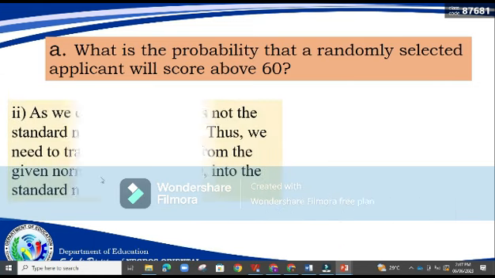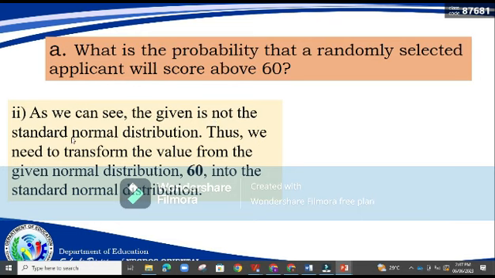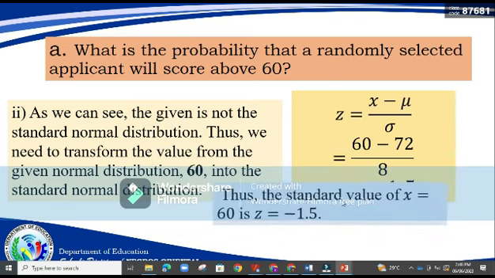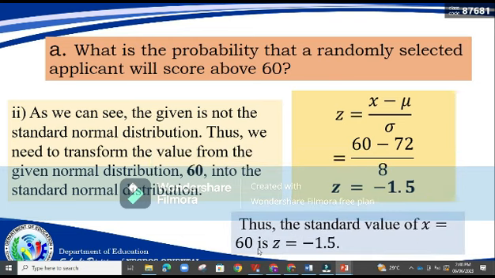After sketching, as we can see, the given is not the standard normal distribution. Thus, we need to transform the value from the given normal distribution, 60, into the standard normal distribution. So we have z is equal to x minus mean over standard deviation, 60 minus 72, because 72 is our mean, and our standard deviation is 8. So 60 minus 72 divided by 8, the answer is negative 1.5. So you have here z is equal to negative 1.5. Therefore, the standard value of x equal to 60 is z equal to negative 1.5.